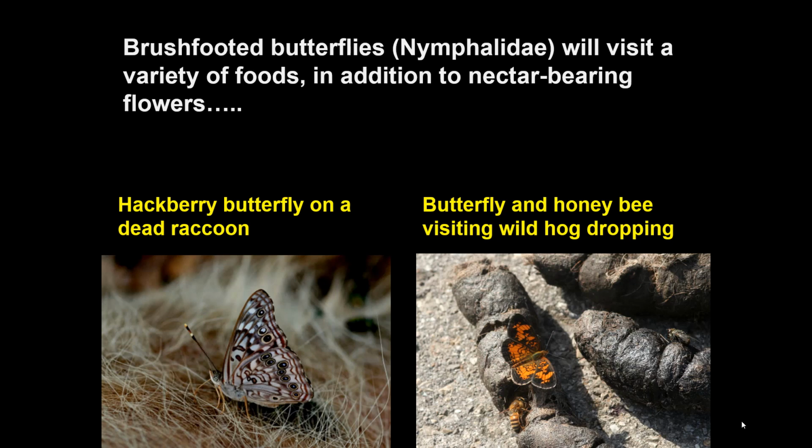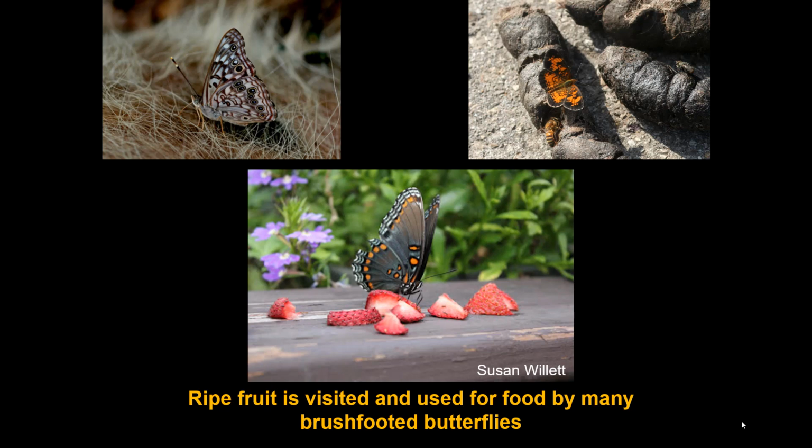So here, for example, I have a picture of a hackberry butterfly on a dead raccoon, and I have a butterfly and a honeybee. Now that butterfly is not a brush-footed butterfly, on wild hog droppings, and they're taking the fluids and some of the salts off these. Now, I'm not saying you should have dead raccoons and wild hogs running around your backyard, but others might be feeding on fruit, on overripe fruit. This is plant ooze, ooze from plants.